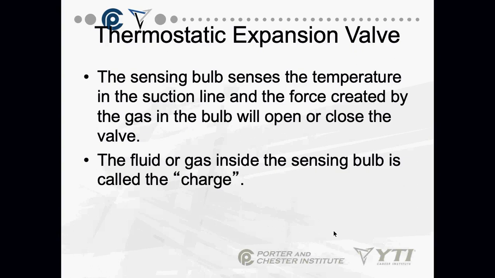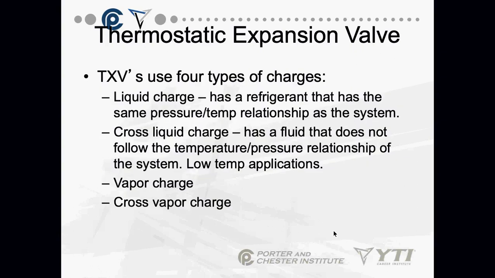The fluid or gas inside the sensing bulb is called the charge. TXVs use 4 types of charges. There's a liquid charge that has the same temperature-pressure relationship as the system. There's a cross-liquid charge. It's a fluid that does not follow the same temperature-pressure relationship as the system. They're mainly used on low-temperature applications.